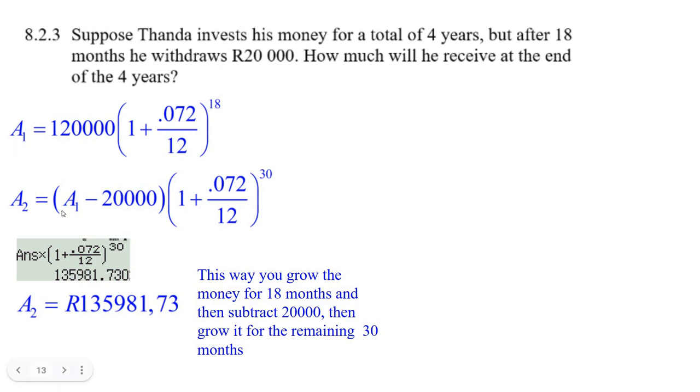And then take that amount in your calculator and take 20,000 Rand off. And then grow it for the rest of the 4 years, which is, this is a year and a half, this is 2.5 years. That makes up 4 years. 30 months, 18 months, and 30 months. Just put that in your calculator, and there you go. You're going to end up with 135,981 Rand and 73 cents. I find that a nice logical way to do it, but you can do it a different way.